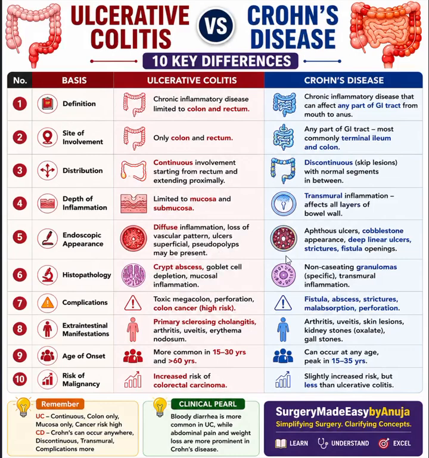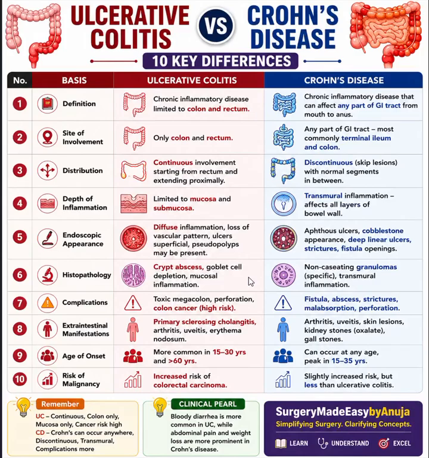When we do a colonoscopy in a patient of Crohn's disease, the ulcers are aphthous. There is a cobblestone appearance. Now, this is a very important differential diagnosis. There are deep linear ulcers as compared to the ulcerative colitis, and there can be strictures as well as openings of fistula.